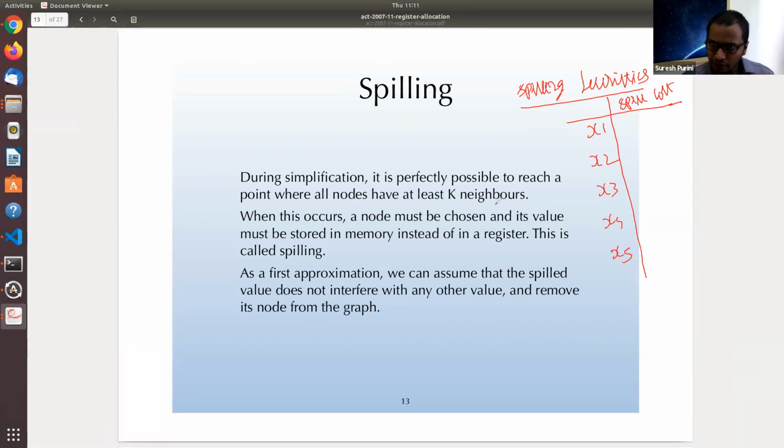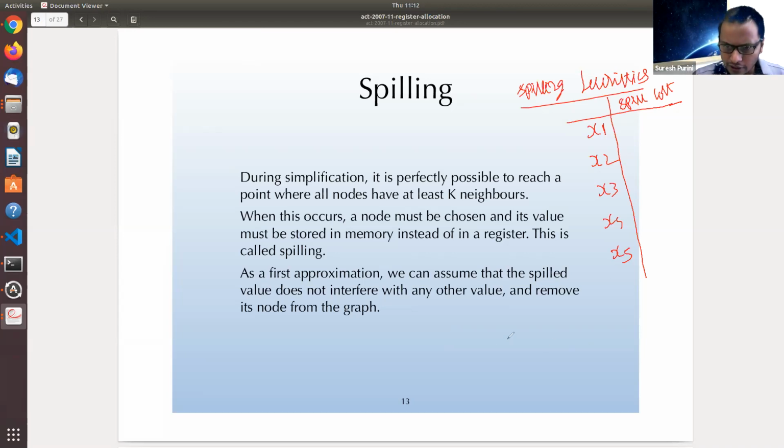For the spill cost, there are usually two components we can think of broadly. For example, if the variable x1 is present in a loop, then its spill cost should be higher than the variable x2, which is not present in a loop. Because if we choose to spill variable x1, which is present in the loop, then as the loop keeps executing, you just keep going and accessing memory again and again and again. So spilling a variable which is present inside a loop is an expensive process.